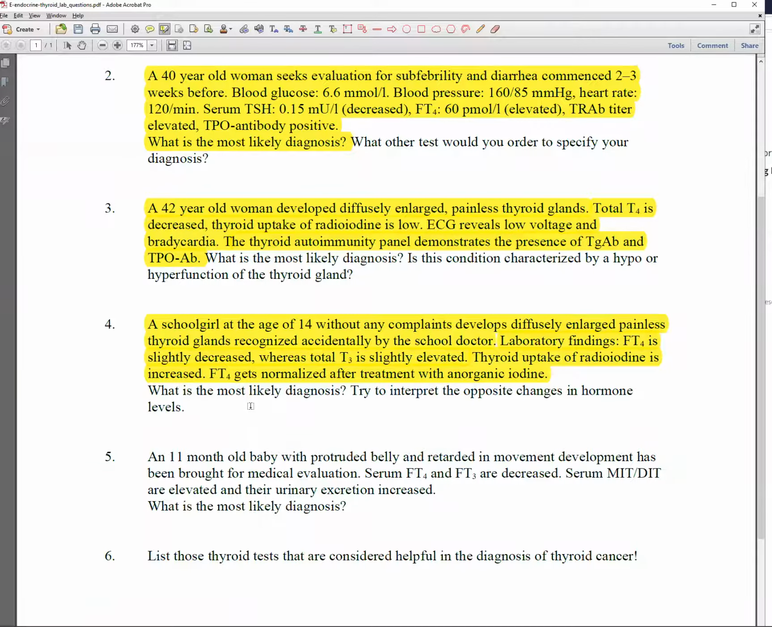Okay. How would you know that it is the iodine deficiency, besides this administration of the inorganic iodine? What would happen if you measure, for example, iodine uptake in a case of Hashimoto thyroiditis and in a case of this iodine deficiency?